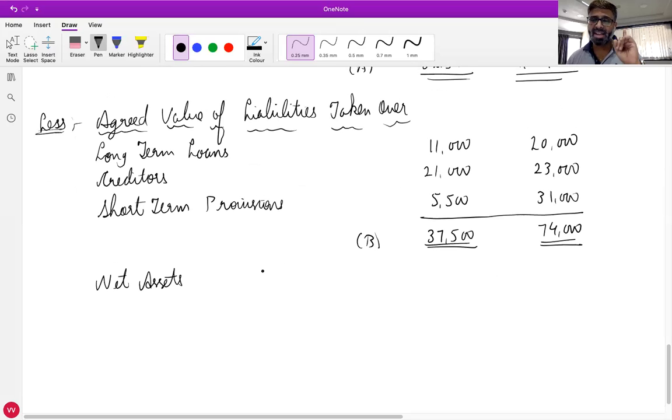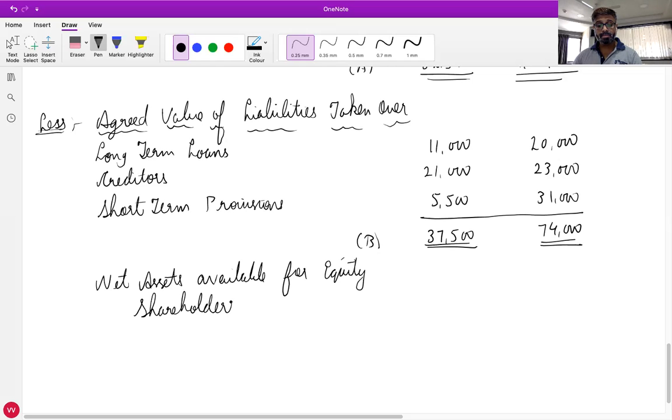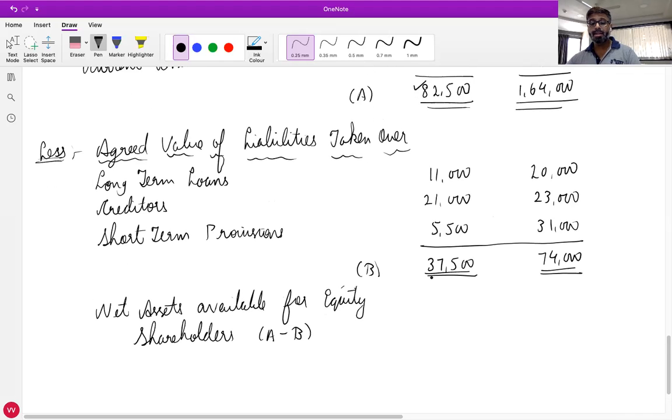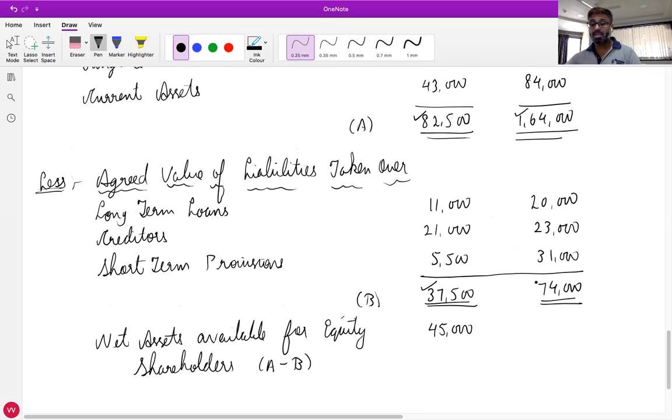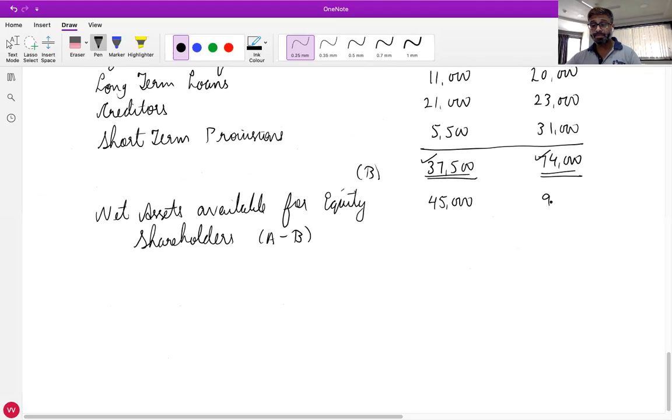Do we have preference share capital? No. So this itself is net assets available for equity shareholders. A minus B: assets taken over 82,500 minus agreed value of liabilities taken over 37,500 is 45,000. And 1,64,000 minus 74,000 is 90,000.